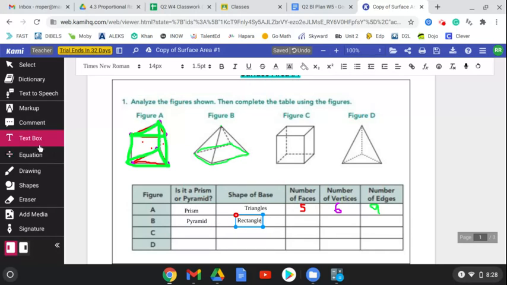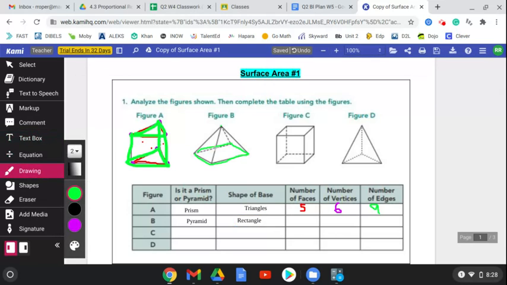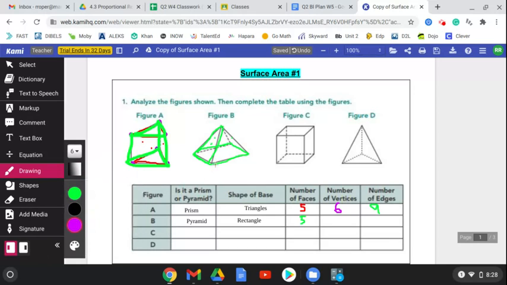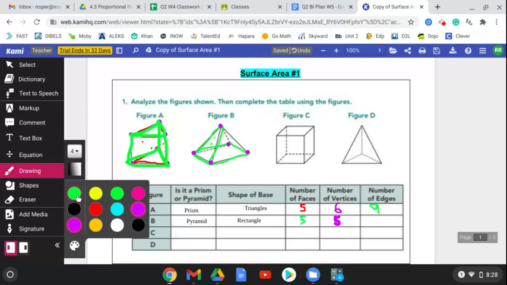Number of faces. How many faces does it have? Well, the base is a face, and then it has 4 triangular faces. So 1, and then 2, 3, 4, and 5. So this also has 5 faces, 1 base and 4 faces for a total of 5 faces. Number of vertices. So you're looking at the points here, the corners, so to speak. So we have 1, 2, 3, 4, and then 5 at the very top. So it has 5 vertices. 5 faces, 5 vertices.